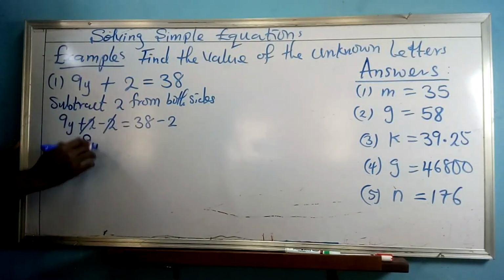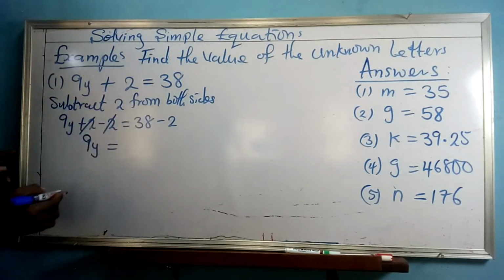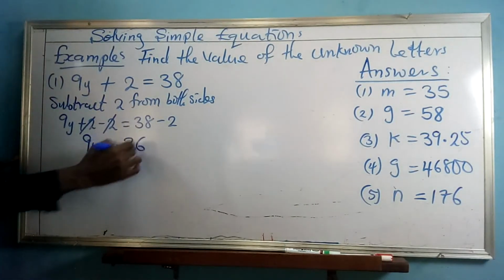Then we have 9y alone here equals, when we subtract 2 from 38, what are we going to have? Can you tell me the answer? What are we going to have? 36. That's very good. 36.